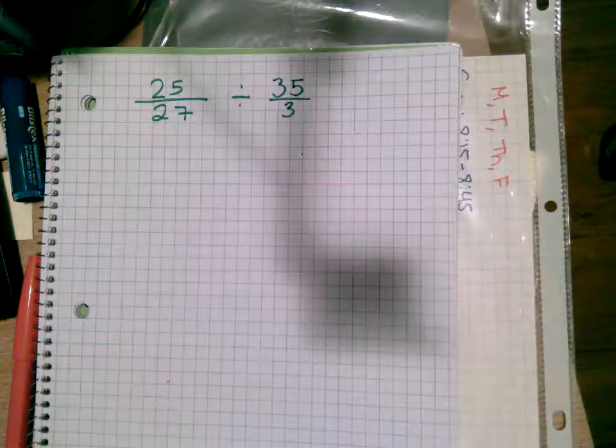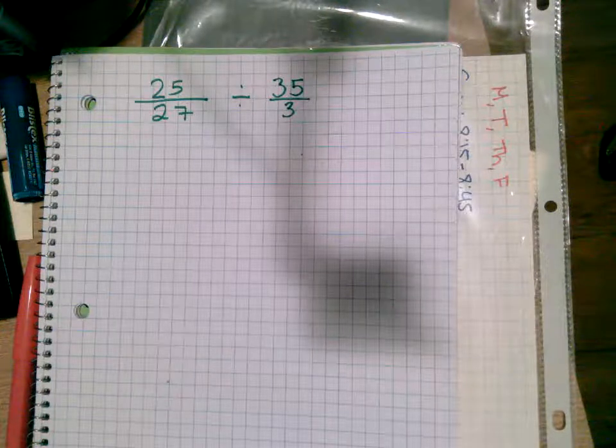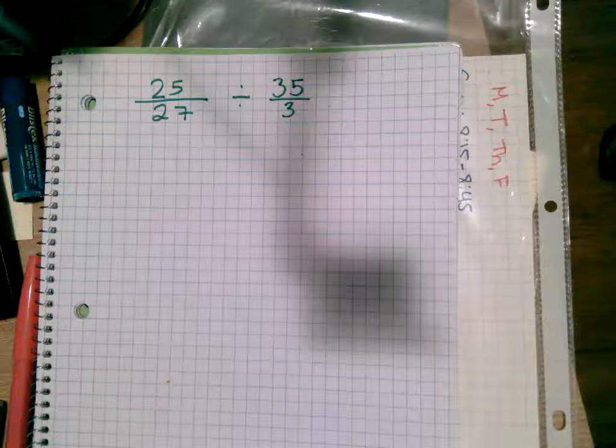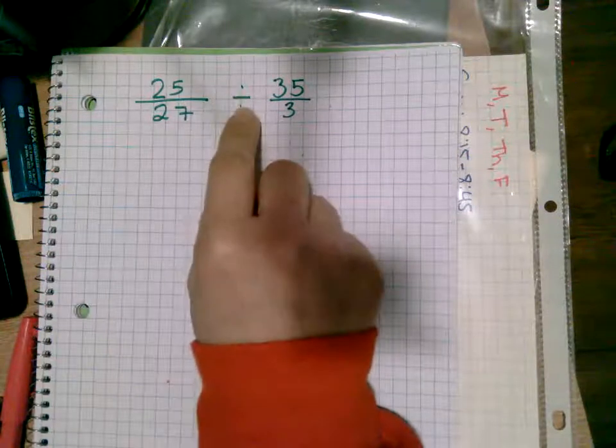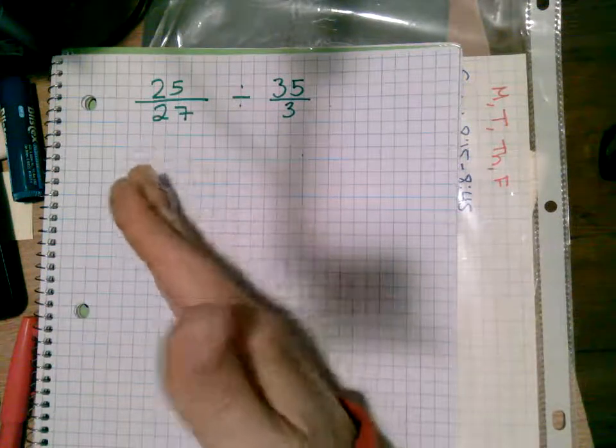All right, 25 over 27 divided by 35 over 3. Like forcing you to simplify before. So when you see a division problem, you're going to keep, change, flip.